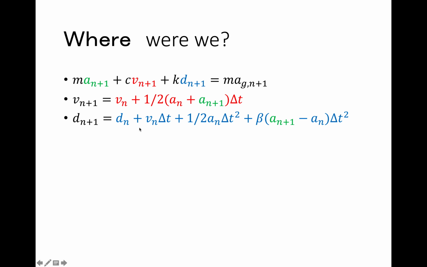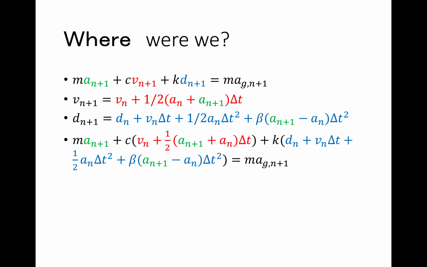v n+1 is the increment due to the velocity of n step. This part, half a n delta t squared, is the increment due to the acceleration of n step. And this part, beta a n+1 delta t squared, is the increment due to the acceleration of n+1 step.